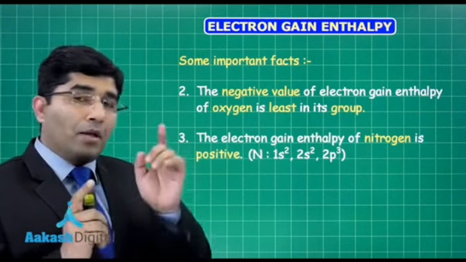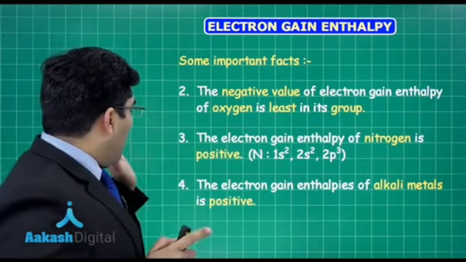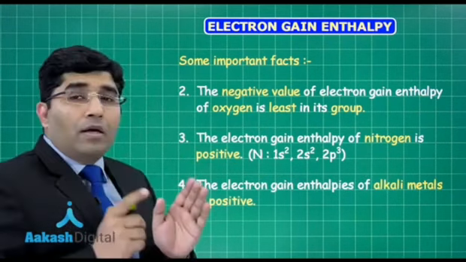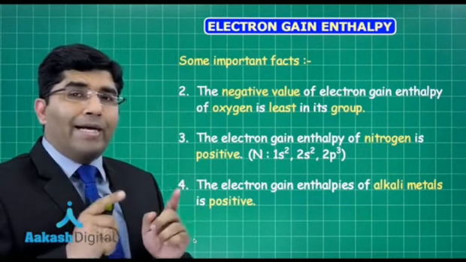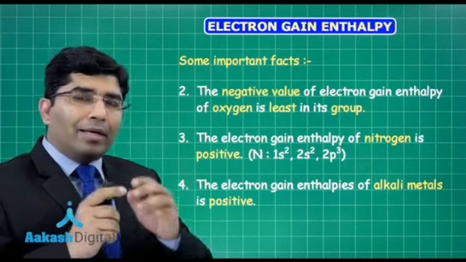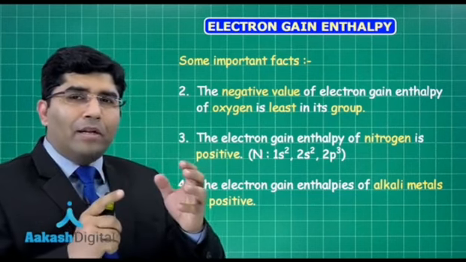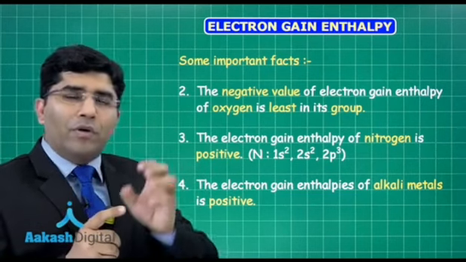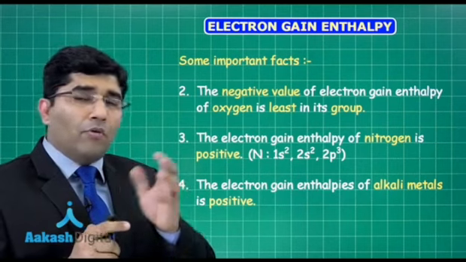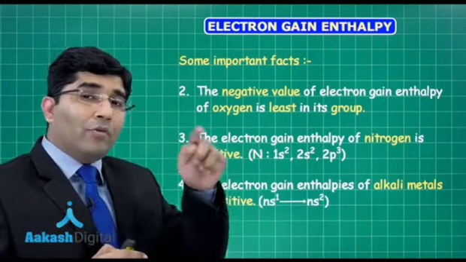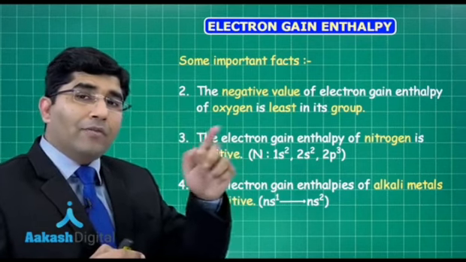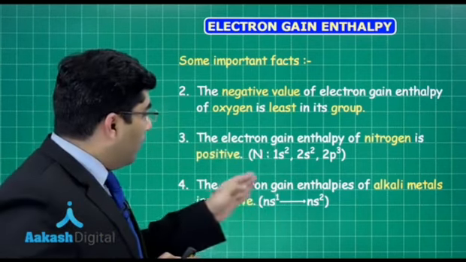Now, fourth point: electron gain enthalpy of alkali metals is negative, meaning the gaseous atoms of alkali metals will tend to accept the electron. Why? Because their electronic configuration is ns1, and if they gain one electron, it will become ns2.